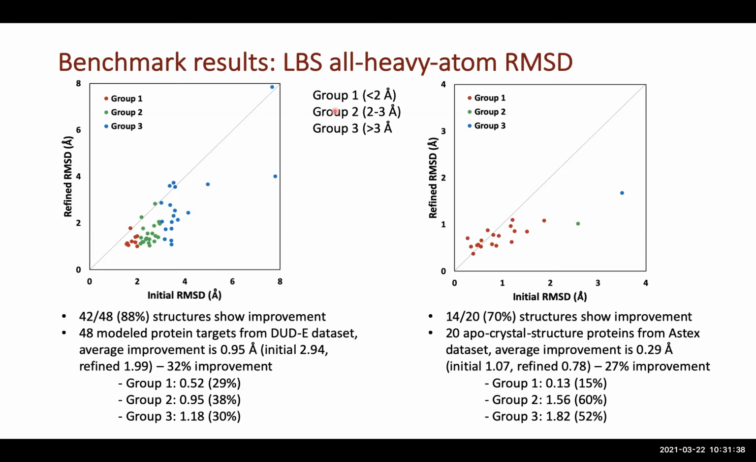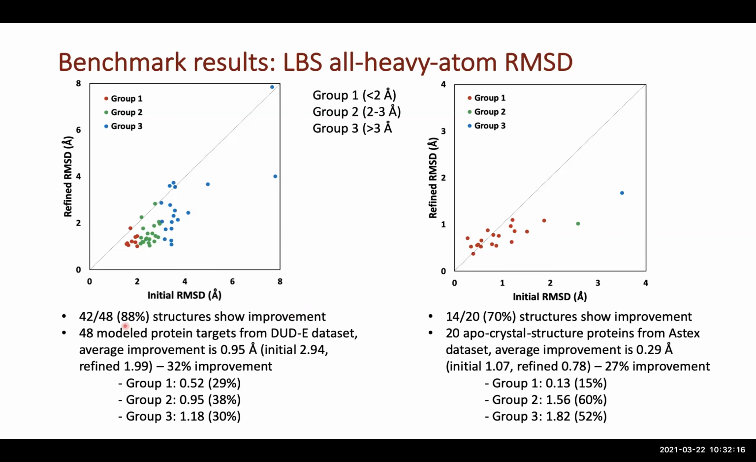The structures in group 1 are the ones that have ligand binding site all heavy atom RMSD less than 2 angstrom, meaning they are a little bit similar to the experimental holo structures. And then group 2 have 2 to 3 angstrom RMSD to the experimental structure, and group 3 have more than 3 angstrom. So they are the ones that are more different to the ones seen in experimental structure.